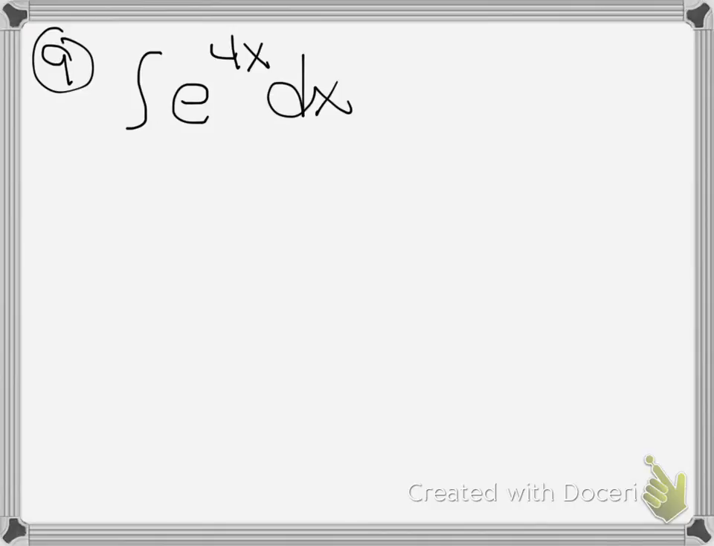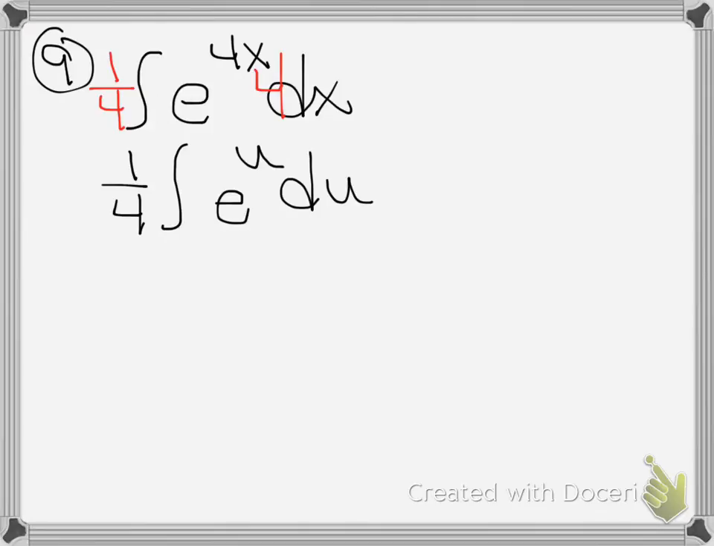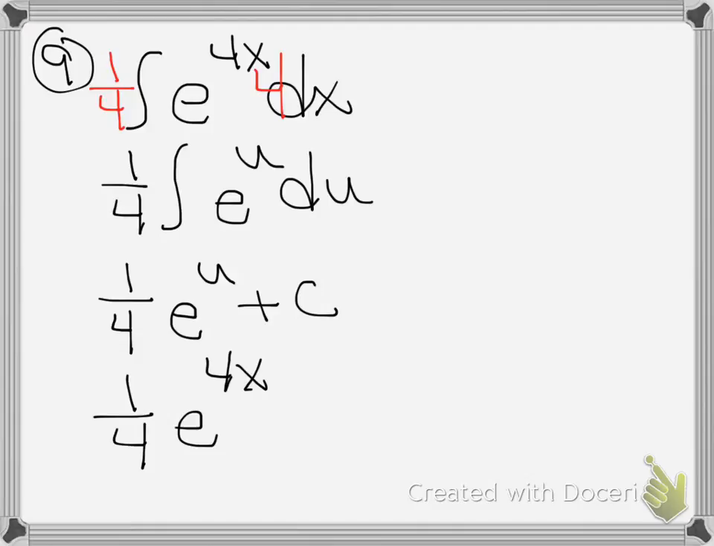Next one, number 9. The integral of e to the 4x dx. Let u equal 4x, because then the derivative, your du, would be 4, with the 1/4 on the outside. That gives you 1/4 the integral of e to the u du. We love e to the u because it's just e to the u. And so we get 1/4 e to the 4x plus our constant.